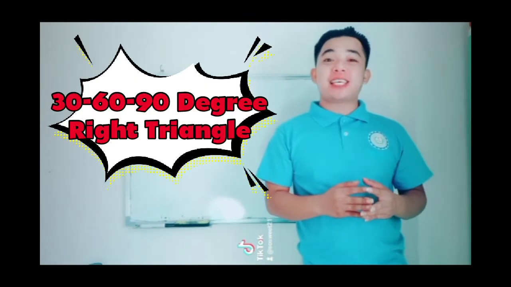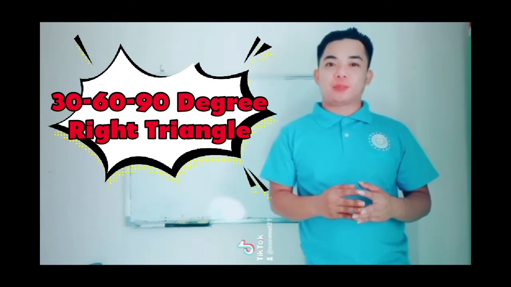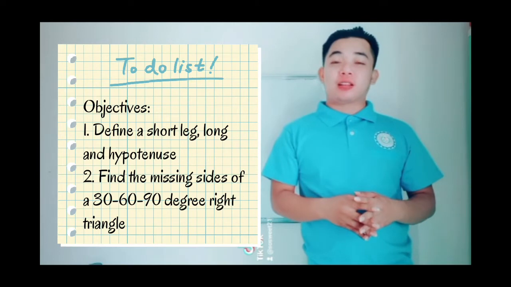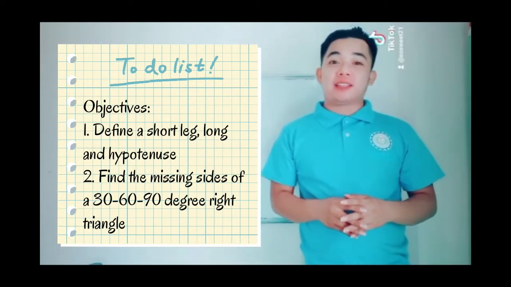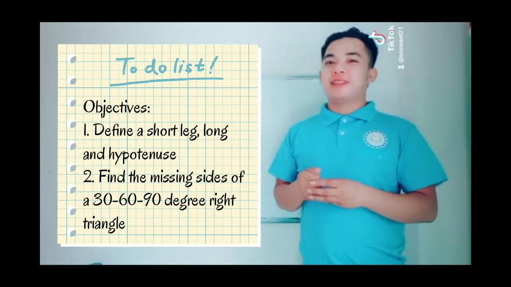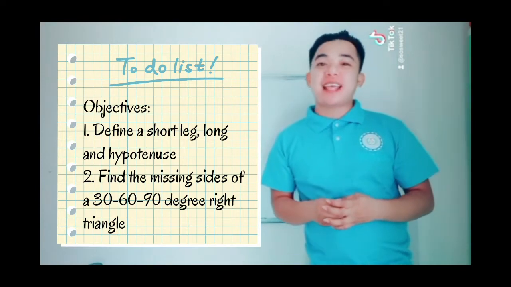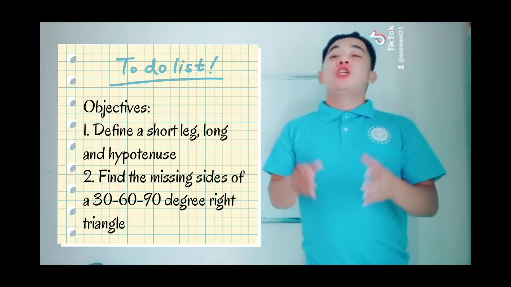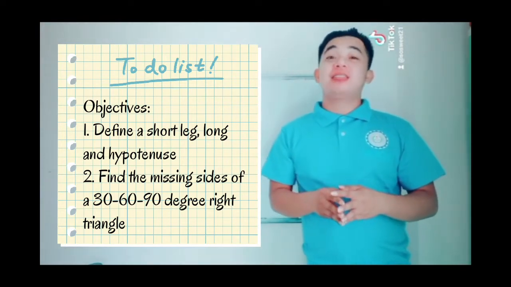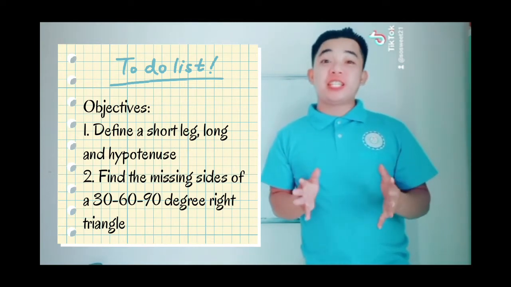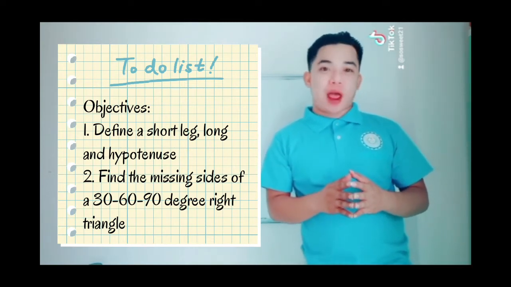Today, we are going to talk about a 30-60-90 degree right triangle. In this video, you will be able to define a short leg, a long leg, and the hypotenuse. You will also learn how to find the missing side of a 30-60-90 degree right triangle. So let's get started.